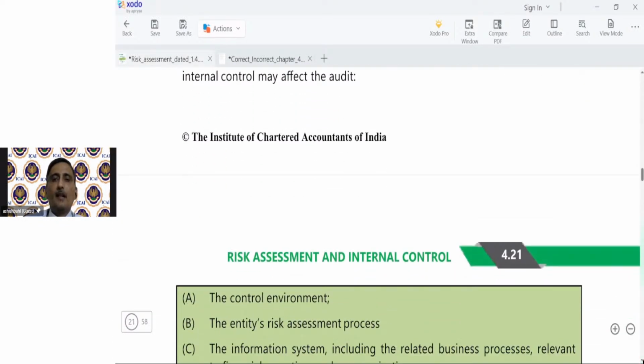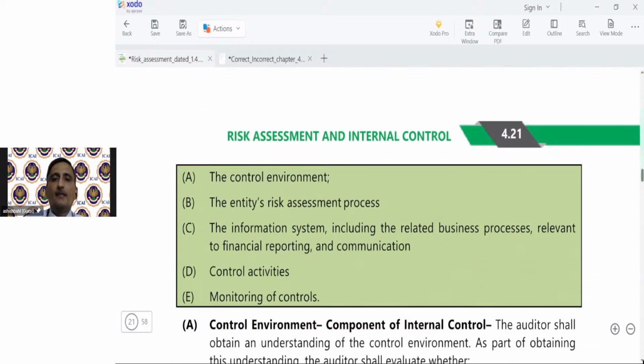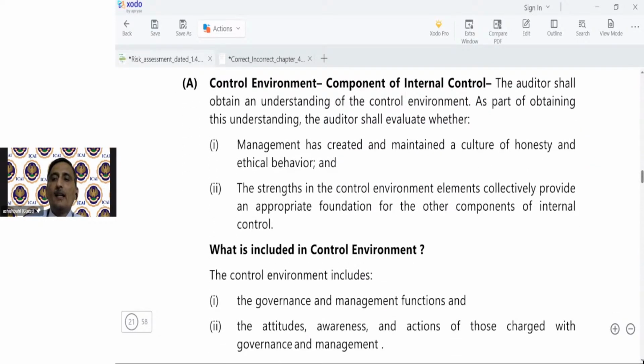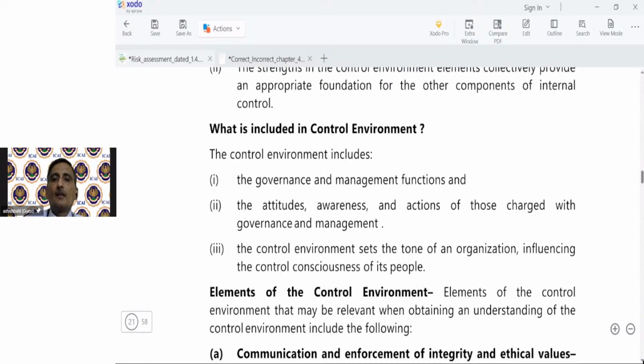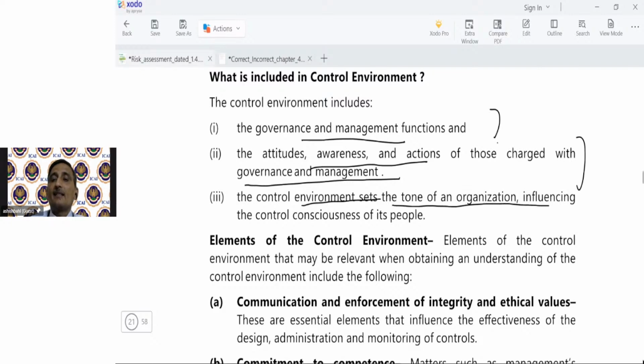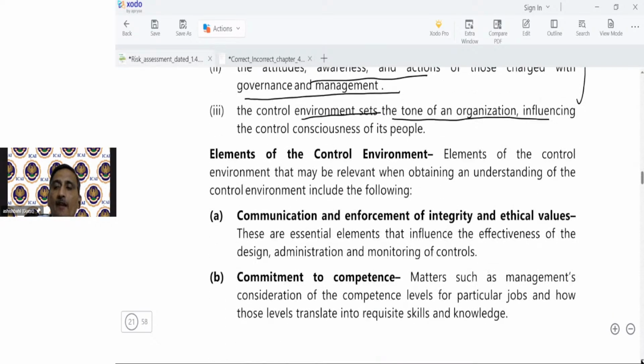Components of internal control. So 5 components we have seen. Now, what is included in control environment? The governance and management functions, the attitude and awareness of the management. The control environment sets the tone of an organization, affecting the control consciousness of people. So what things come under elements of control environment?